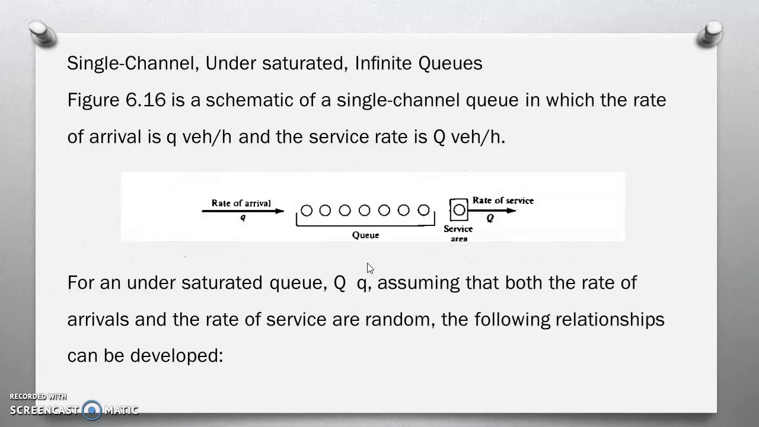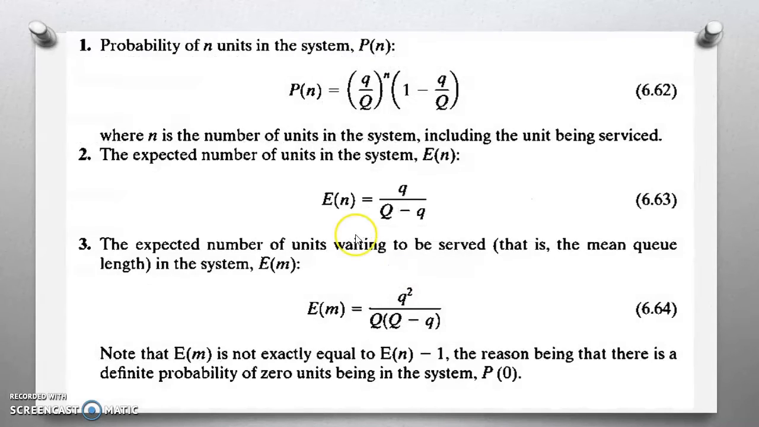Single channel, undersaturated, infinite queues. So this is the figure of a schematic of a single channel queue in which the rate of arrival is small q vehicles per hour and the service rate is capital Q vehicles per hour. For undersaturated queue, capital Q, and the rate of arrival, small q, assuming that both the rate of arrivals and the rate of service are random, the following relationship can be developed.